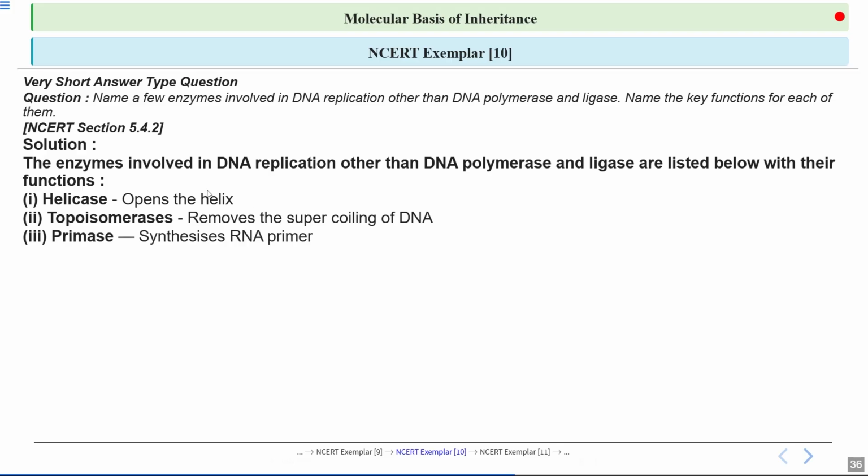And then you have the primase enzyme. This synthesizes the RNA primers. DNA polymerase requires RNA primers to synthesize DNA, but RNA polymerases do not require any primers. Remember, this is a very major difference between DNA polymerase and RNA polymerase. Now you have telomerase also. This synthesizes the DNA at the telomeric end of the chromosome.